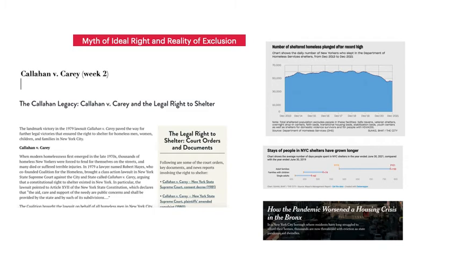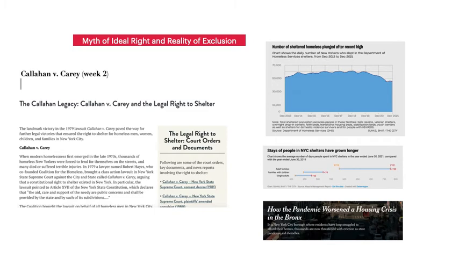We saw at the right side, we see the nurturing parent model, where those who are working really hard to get that case in New York State, they believed that it was a quote-unquote landmark case, that it provided the legal right to shelter. That's the myth. That's the ideal. The reality is still exclusion, right? During the pandemic, people in the Bronx have been getting evicted. The number of people who are staying in shelters have grown longer, right? So people aren't really being treated equally, right? They're just kind of getting stuck in these shelters.